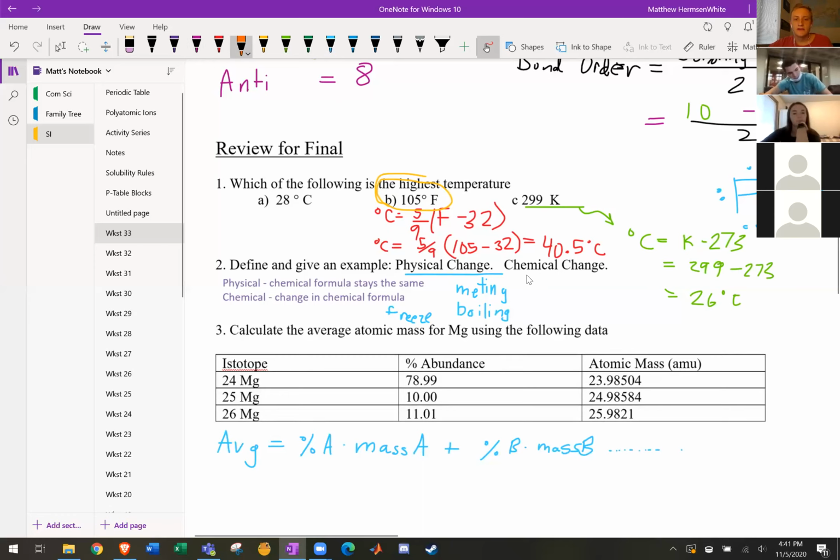And then a chemical change. Does anyone have an example of a chemical change? Burning. All right, very good, Ben. Burning, that's a classic one. Does anyone have any other ones? Rust forming. Yes, rust formation, that's a good one. Rusting. And then, let's see. Color change. Yeah, color change, that's another one. I wouldn't have thought of that one. Usually color changes are accompanied by some sort of a chemical reaction going on there.